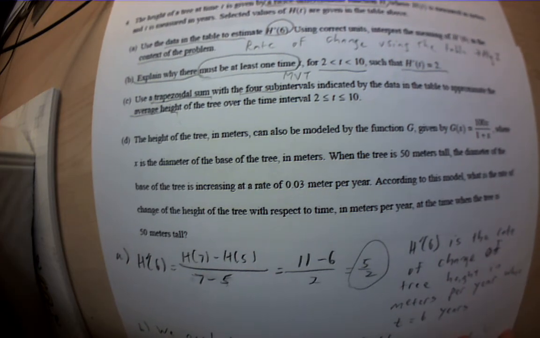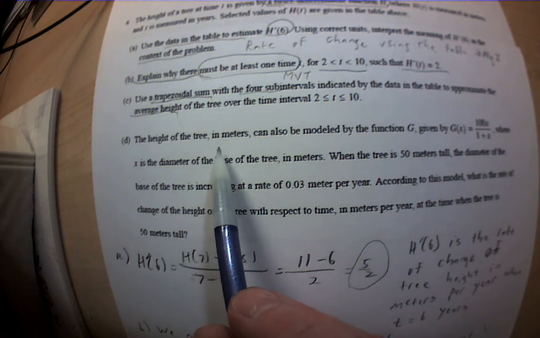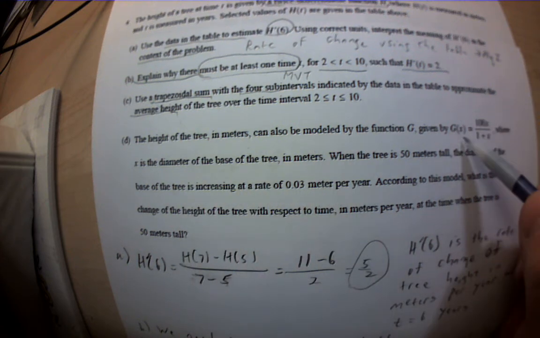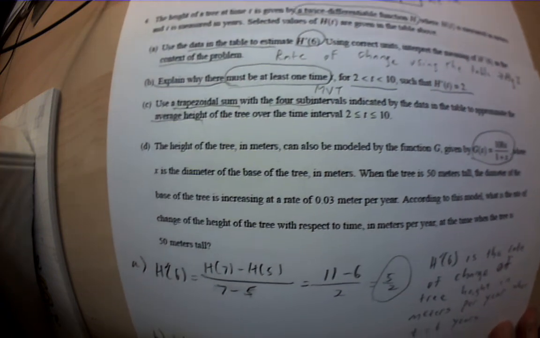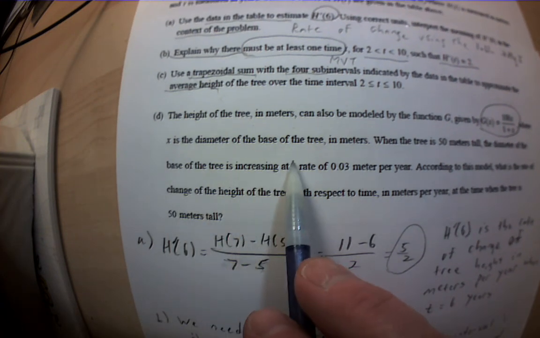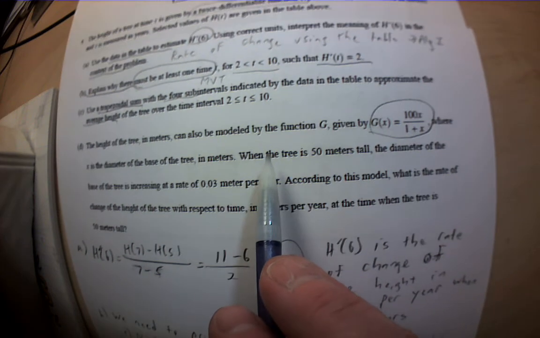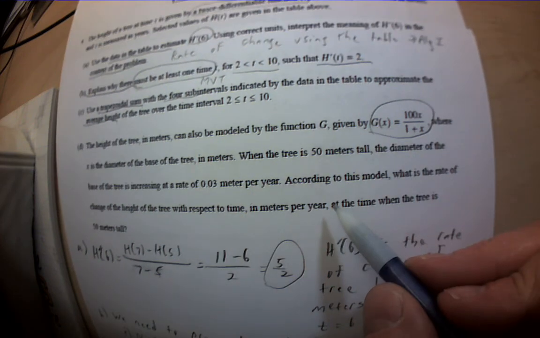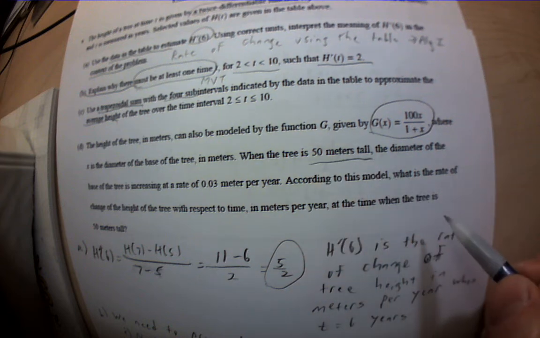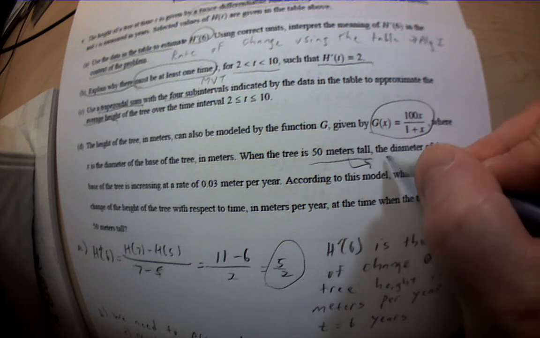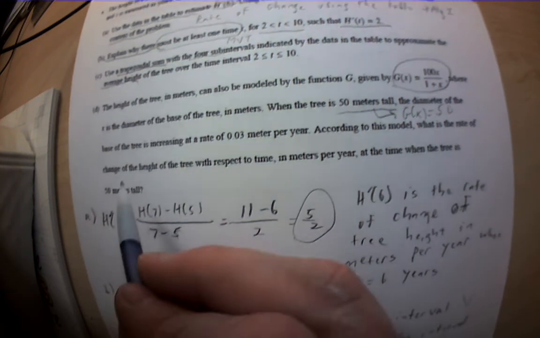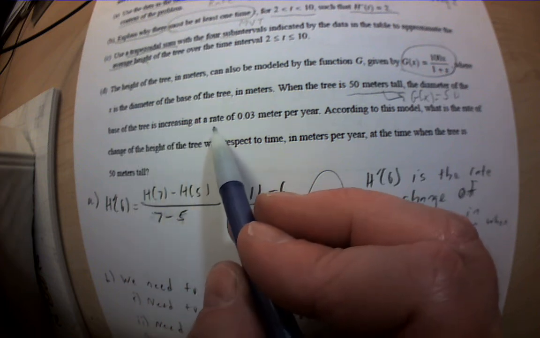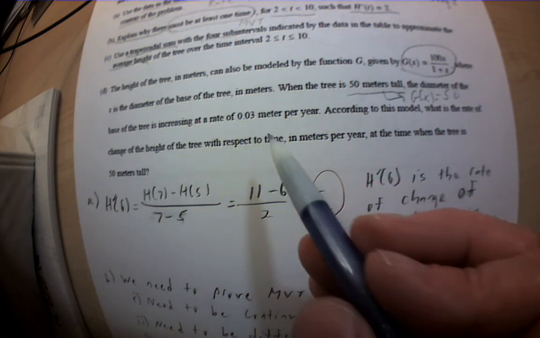Okay, guys, part D. All right, part D. The height of the tree in meters can also be modeled by this function. Okay, so the table's gone. We're just dealing with this function, where x is the diameter of the base of the tree in meters. So when the tree is 50 meters tall, okay, so that's telling you when g is 50 meters. So when g of x equals 50, the diameter of the base of the tree is increasing at the rate of 0.03 meters per year.